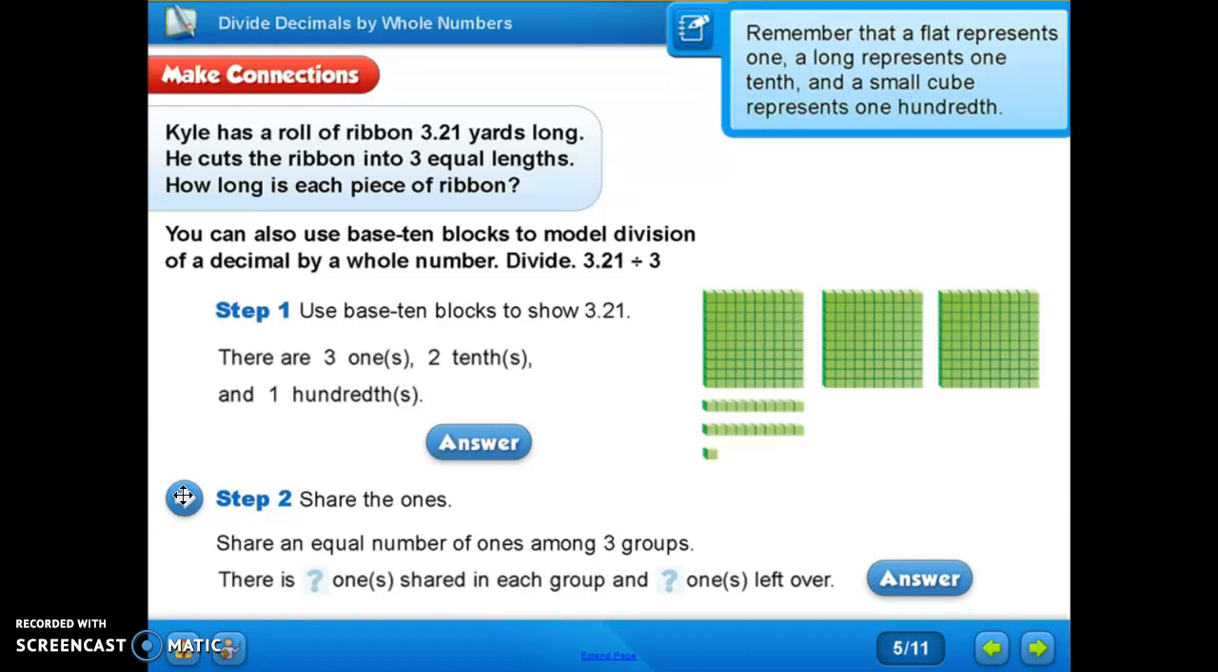Okay. Share an equal number of 1s among 3 groups. There are 3 1s shared among 3 groups, and how many 1s left over? So how many does each group have? How many ones? One. And are there any left over? No. So you're on step 2, and you should say there is 1 shared in each group and 0 ones left over.